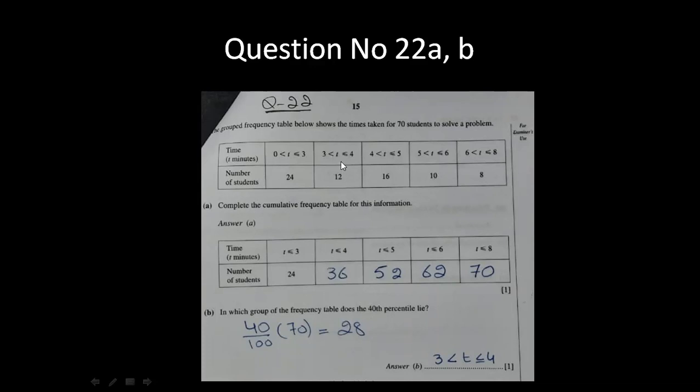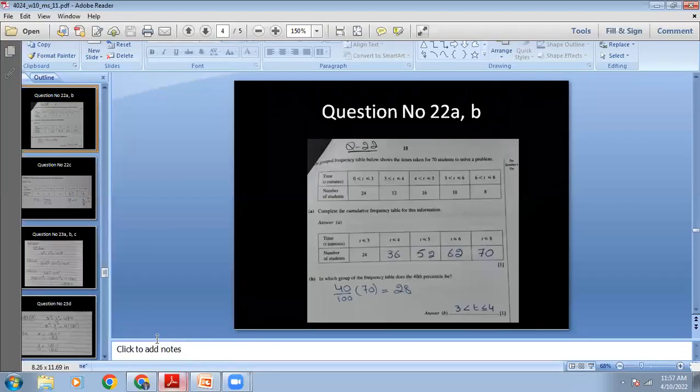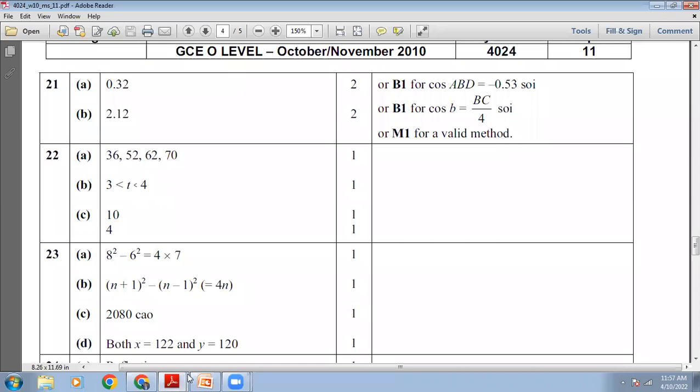So what is that class? It is greater than 3 and less than or equal to 4. So this is our answer. Okay, so our answer is right.